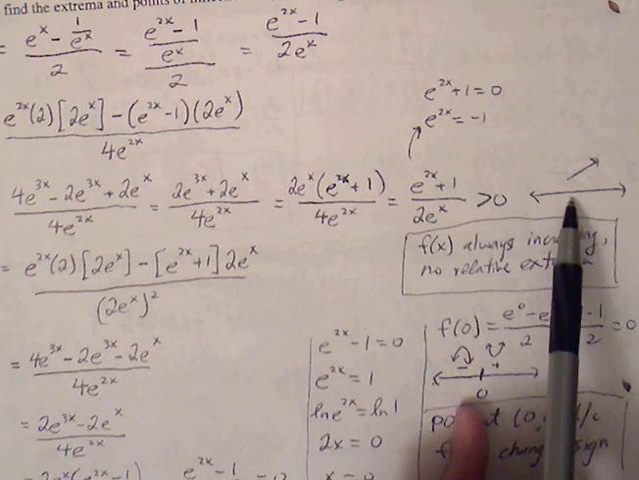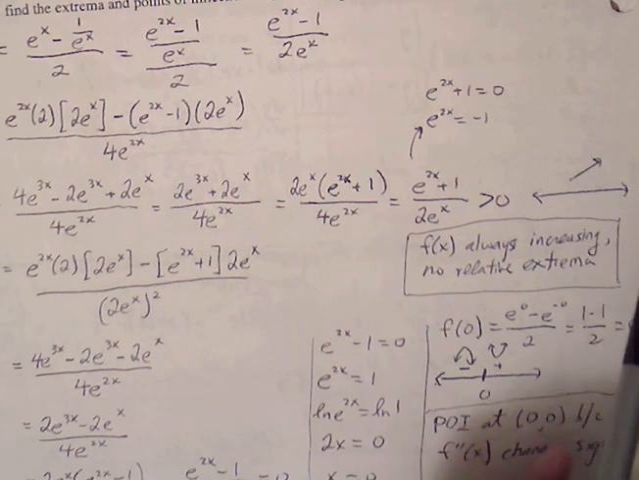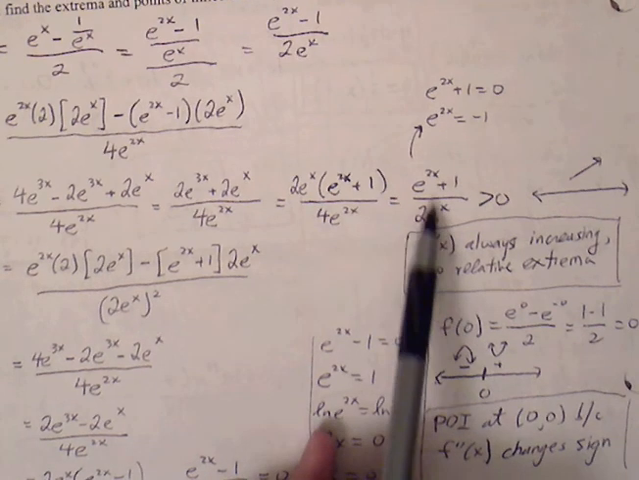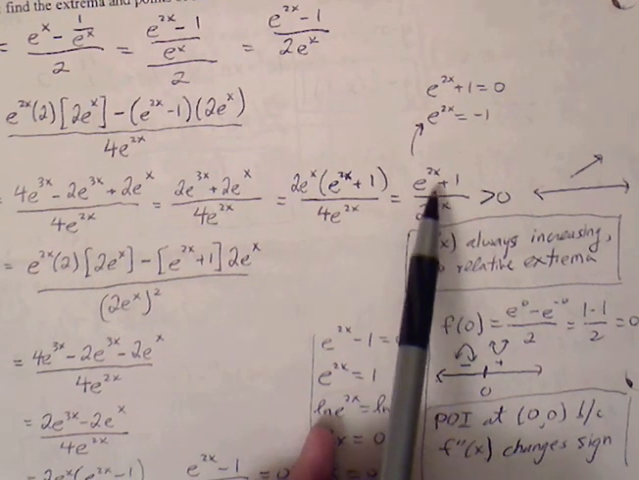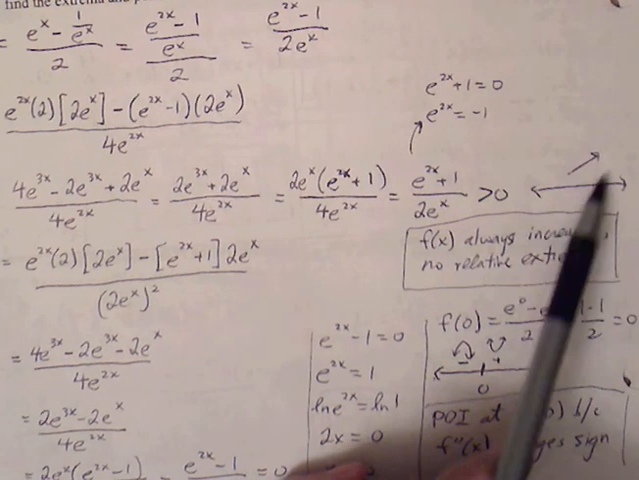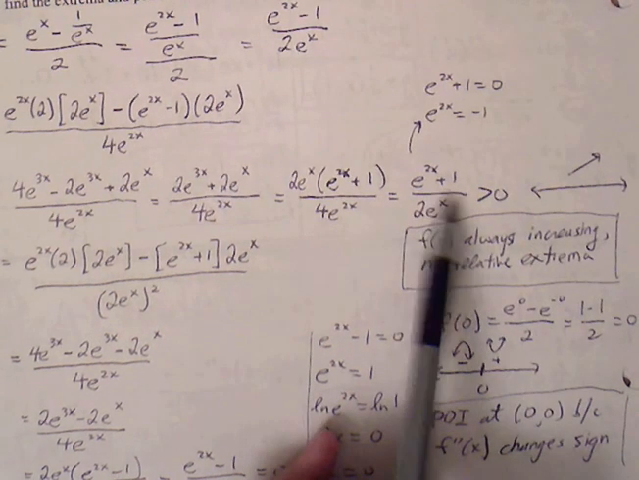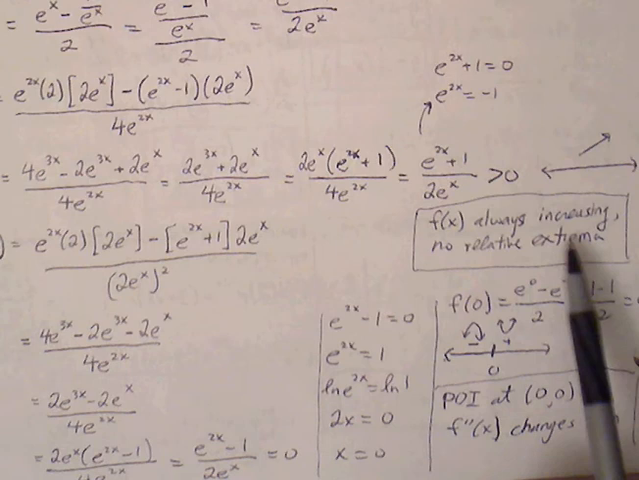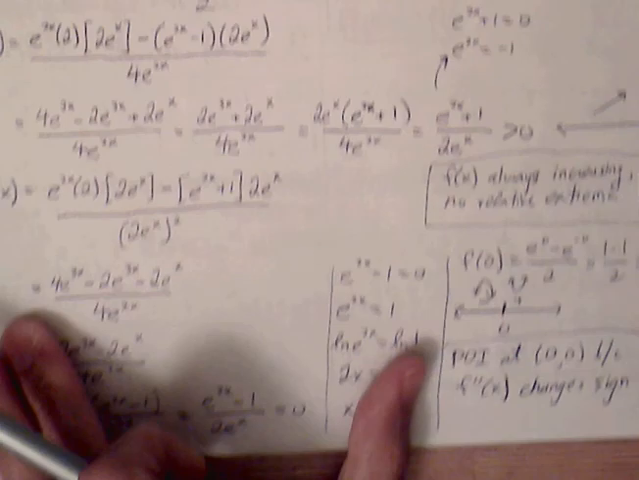So if we can test any value, we'll be able to determine what the slope is. The slope is always going to be either positive or negative. So any value I plug in, if I plug 0 into my derivative, I'm always going to get a positive value. So this function is always positive. So I know that my graph is always increasing, with no relative extrema.